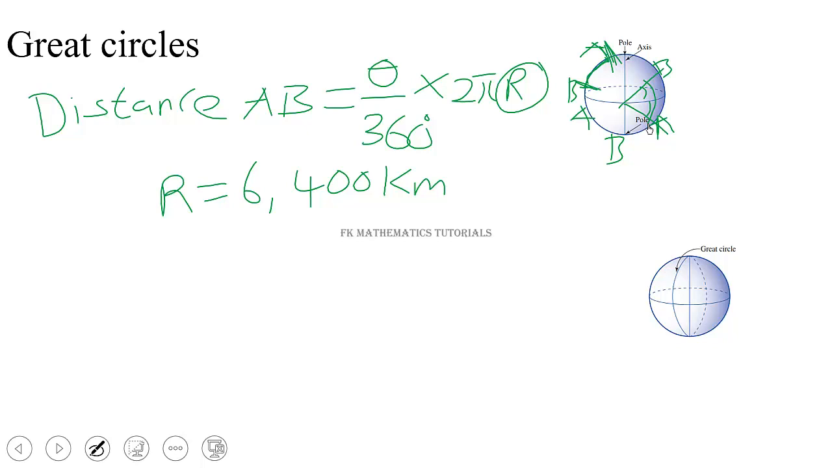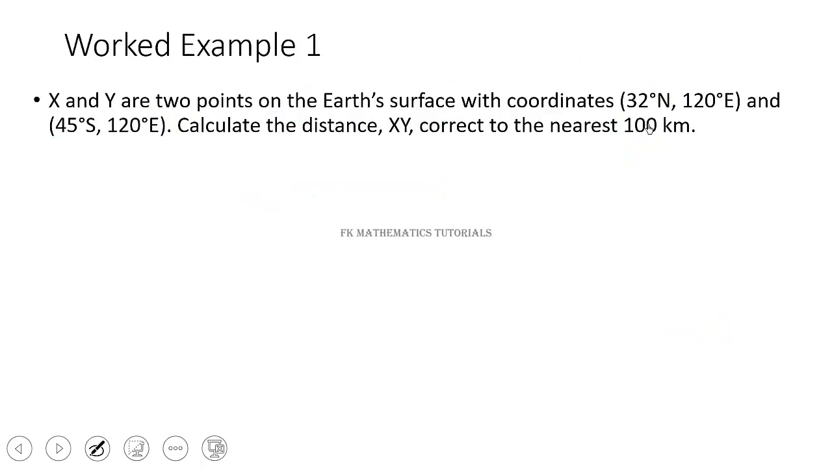Let's say we have a question like this. X and Y are 2 points on the Earth's surface with coordinates 32 degrees north, 120 degrees east, and 45 degrees south, 120 degrees east. So these are the latitudes and these are the longitudes. We can see that one of the latitudes is above the equator, whilst the other one is below the equator. And we have the meridian.